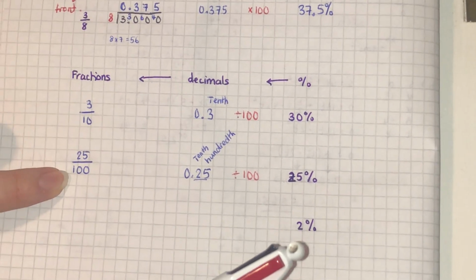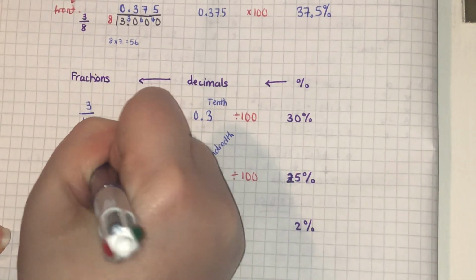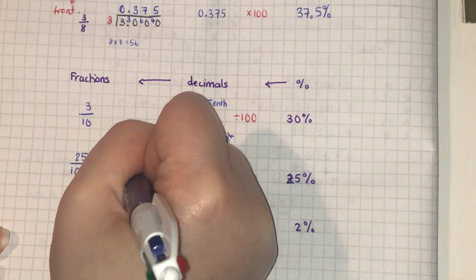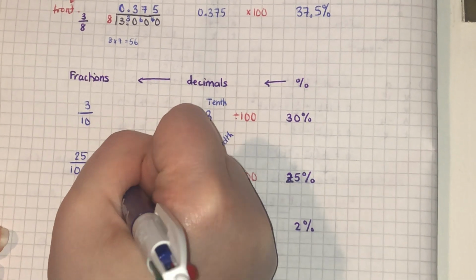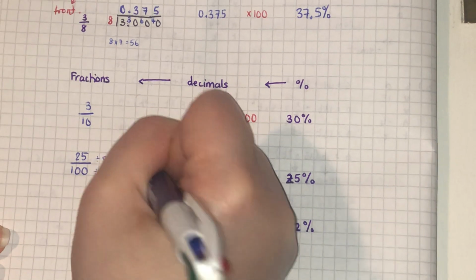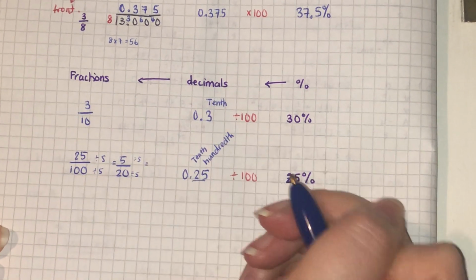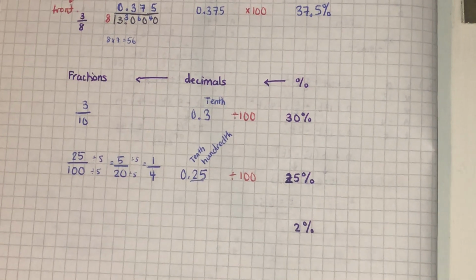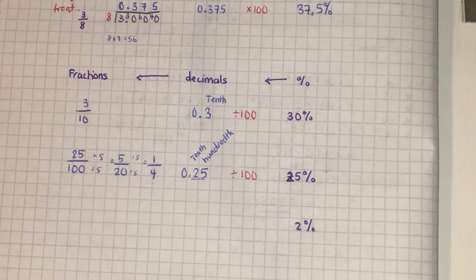So looking at both of those, they can both divide by 5. So 25 divided by 5 is 5, 100 divided by 5 is 20. They can still be divided by 5 again. So 5 divided by 5 is 1, 20 divided by 5 is 4. So that's the same as 1/4.